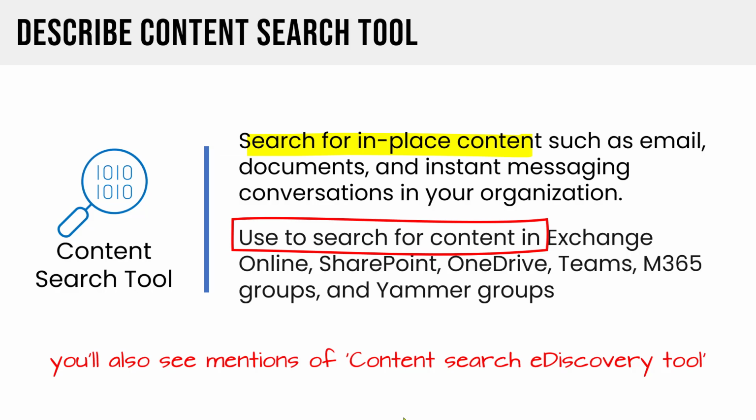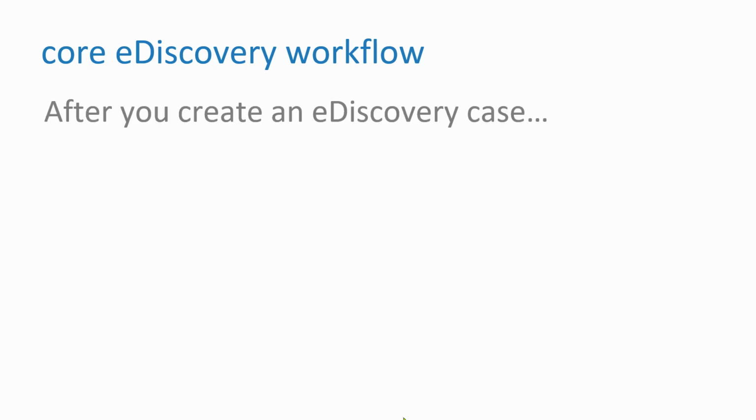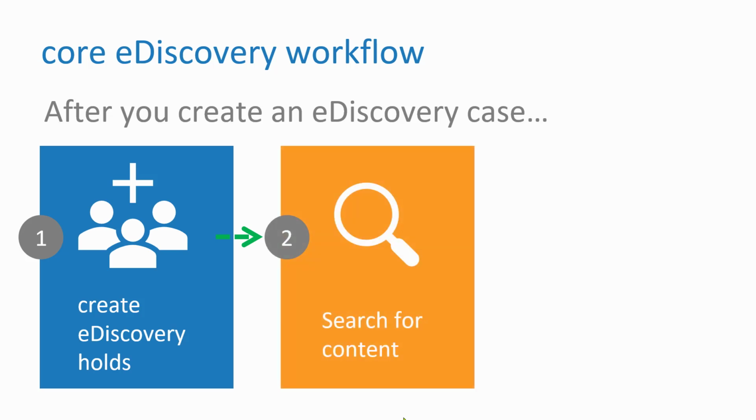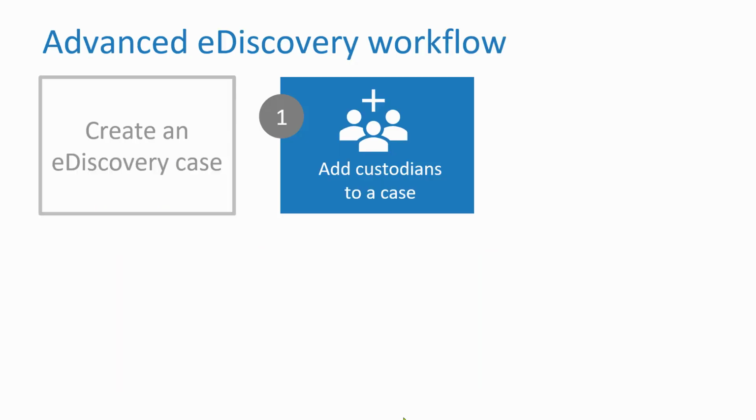So just to be safe and ensure you're prepared, I want to step through core eDiscovery workflow and advanced eDiscovery workflow with you quickly. So remember, eDiscovery is related to legal cases, right? So after we create an eDiscovery case, we perform a search for content. What you need to search for has typically been provided to you through legal channels. And when you've made that search, you can export those results and download those results and share them with the appropriate parties. Typically, you're sharing that with your team of lawyers within the organization to deal with delivering that to the right parties.